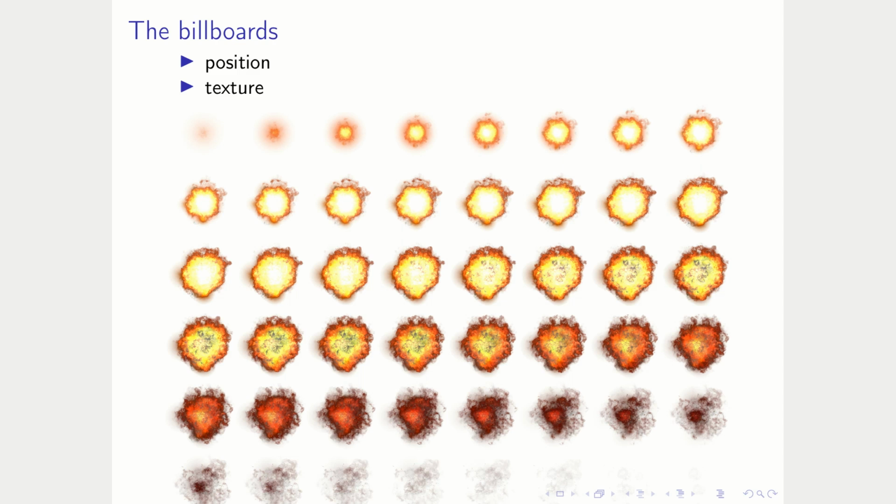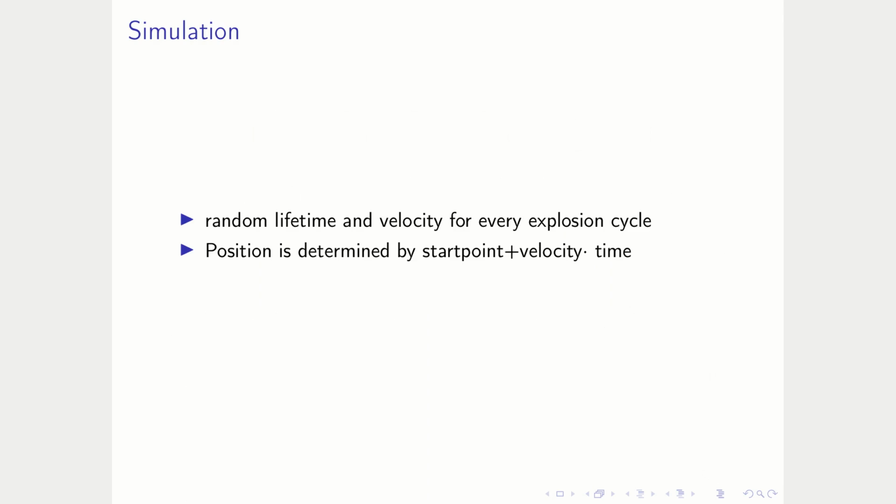The explosion effect is done with sprites of 48 different frames of animation, as you can see here. The position of the explosion as well as the animation frame is determined by the simulation. A random velocity and lifetime for the explosion is generated every explosion cycle. And the position is determined by a simple starting point plus velocity times time function. For every call to draw on these sprites, we check if the lifetime is expired, and if so, we generate a new lifetime.